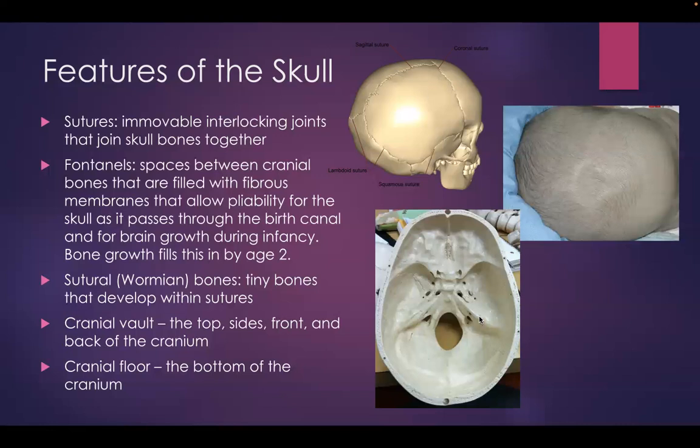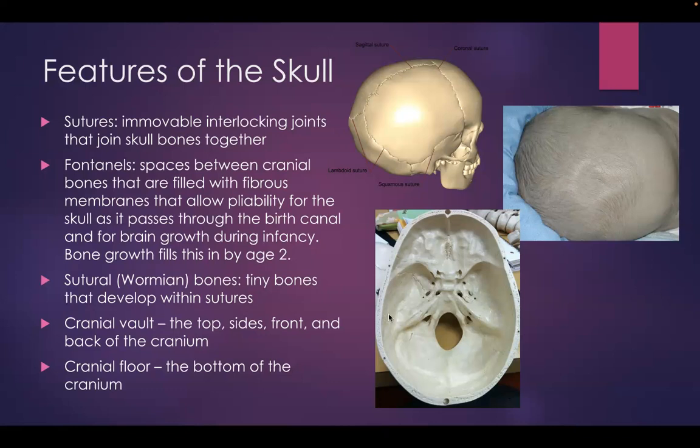And then this image right here is the cranial vault. So, oh, hang on, that's the cranial floor. My bad. Okay. So the cranial vault, sorry, this is not the image of that. The cranial vault is the top, sides, front, and back of the cranium. So this is like if you were to cut the skull, the top half, and remove it.